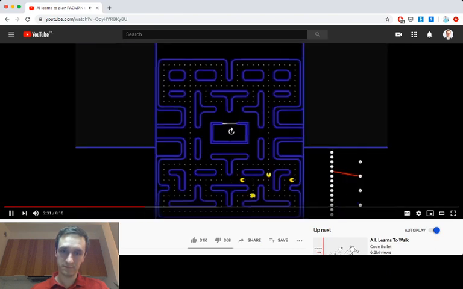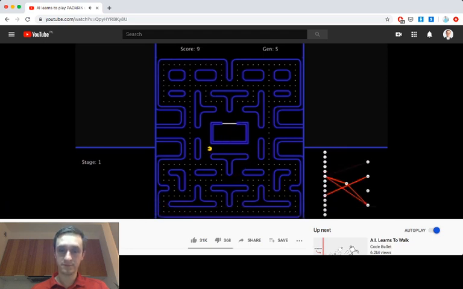This is very long. But the neural net is controlling the Pac-Man in the bottom right corner, so you can watch it evolve as Pac-Man's behavior evolves. I think it's pretty cool.